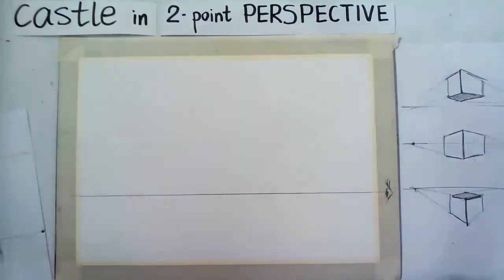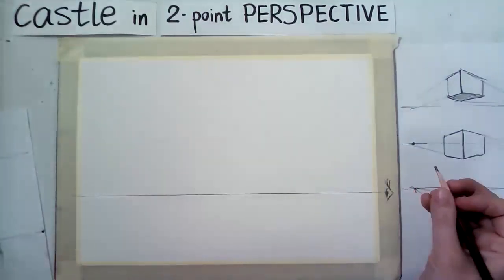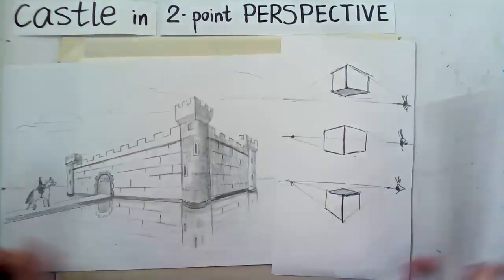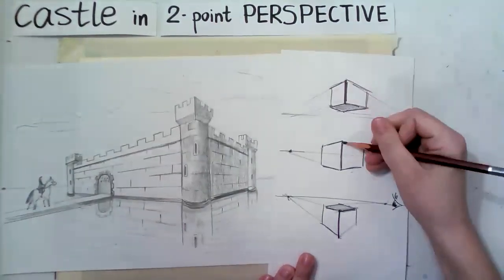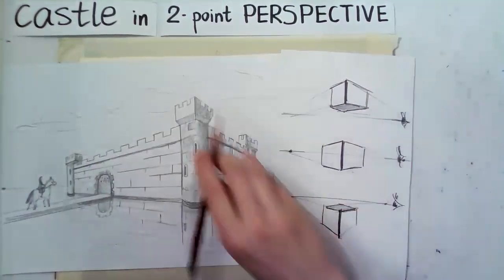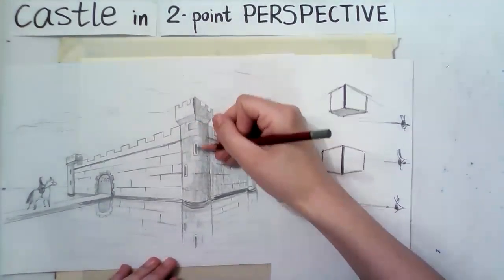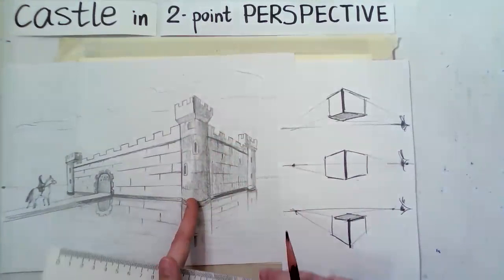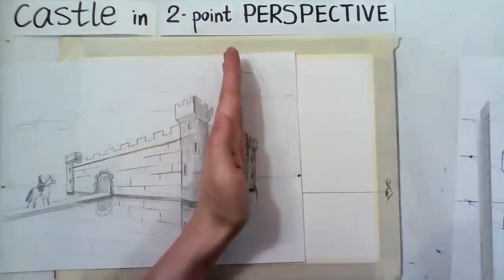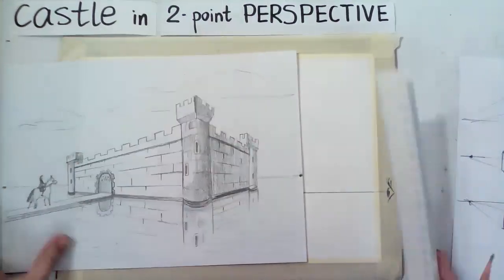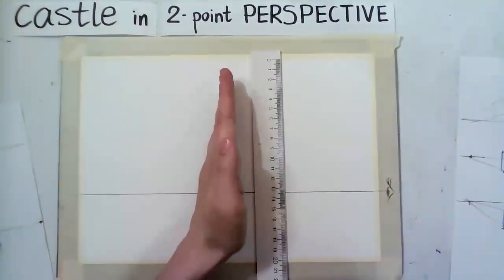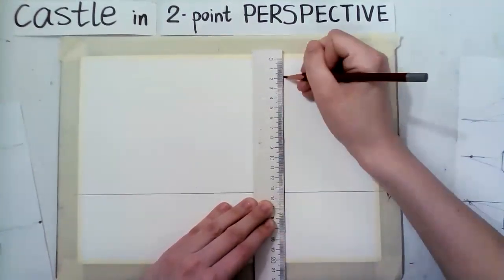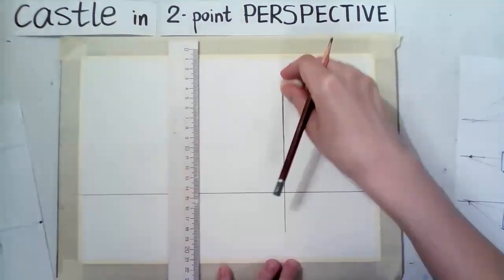Yep. So, next thing we do, we have our box, our house, and we always start with the corner closest to us. This is the part of the building that is closest to us. We choose where it is, here, here, here, yeah? And we don't put it right in the middle, we move it a bit to the side, and we can draw just a straight line.